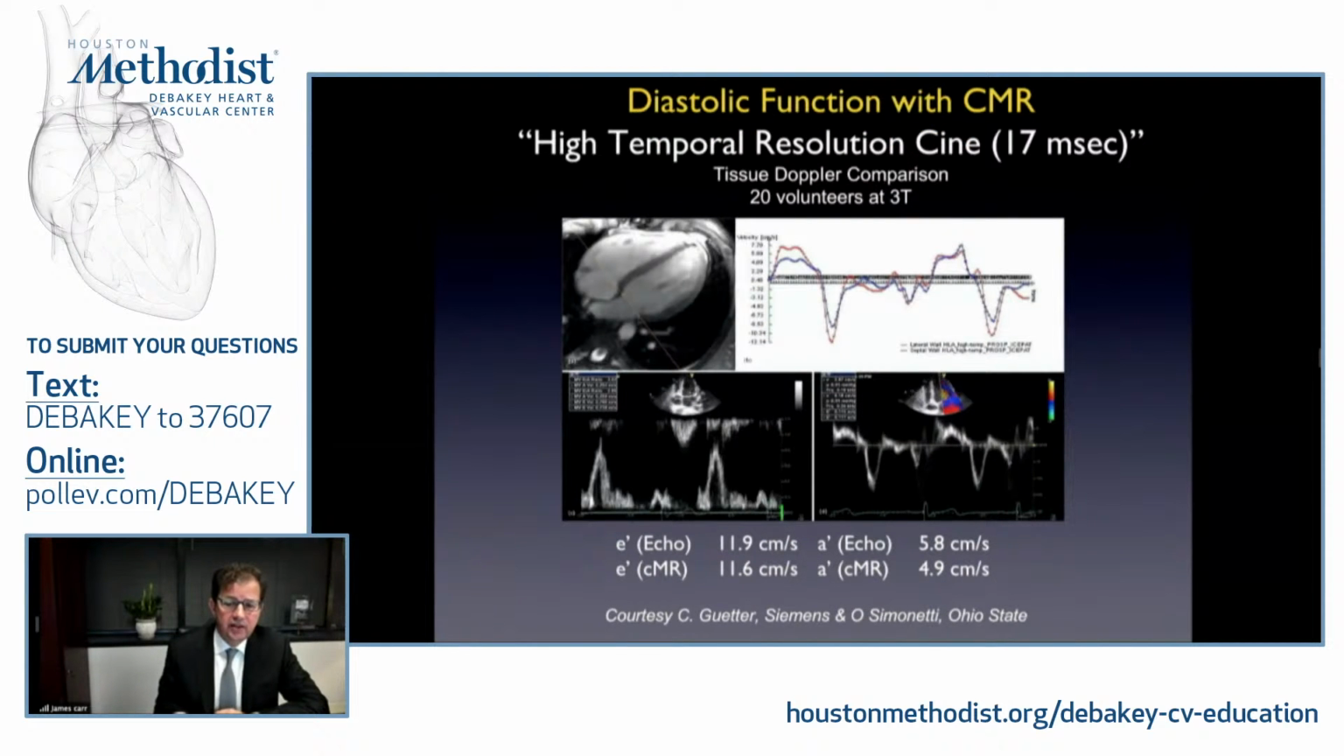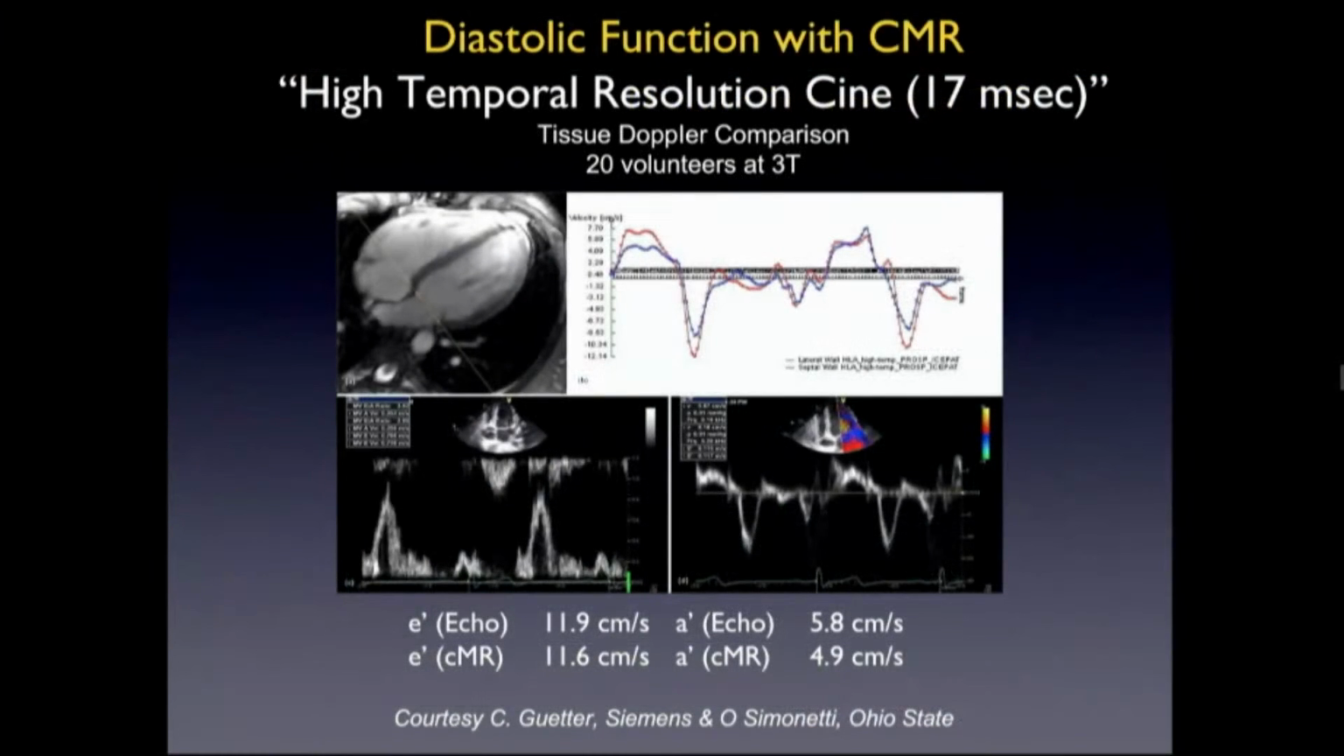Some other groups, this is some work from the Ohio State University, tried to really just copy what echo could do with MR. And in order to do that with MR, you have to scan really fast, because echo has a very high temporal resolution, so very high frame rate. We can do that with MR, but in general, if you do it with MR, you sacrifice the image quality.